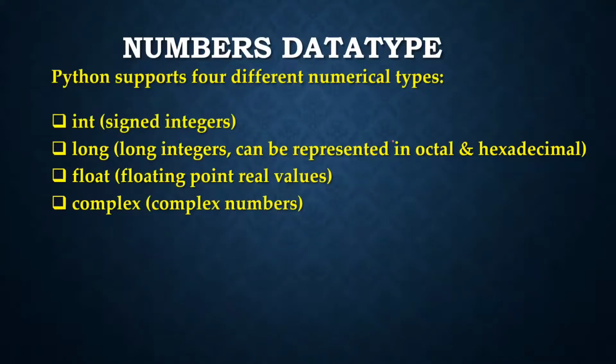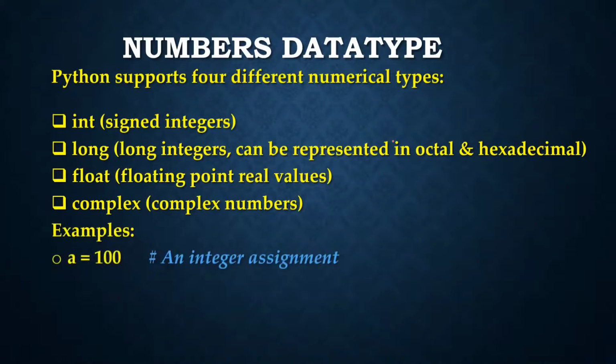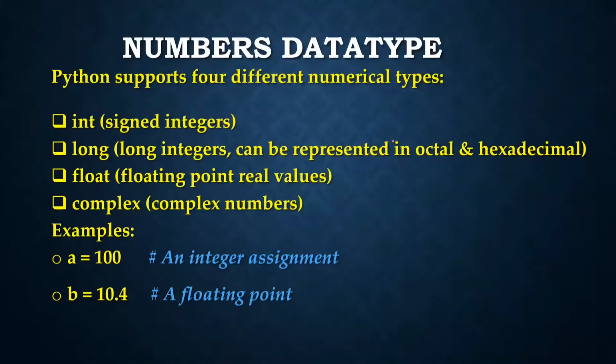Number objects are created when you assign a value to them. For example, if you say a equals 1, that means automatically you are creating a number data type and assigning that value to variable a. Now a is holding a number data type value. Examples: a equals 100, which is an integer assignment, and b equals 10.4, which is a floating point assignment. Let me show you this with examples in my PyCharm IDE.